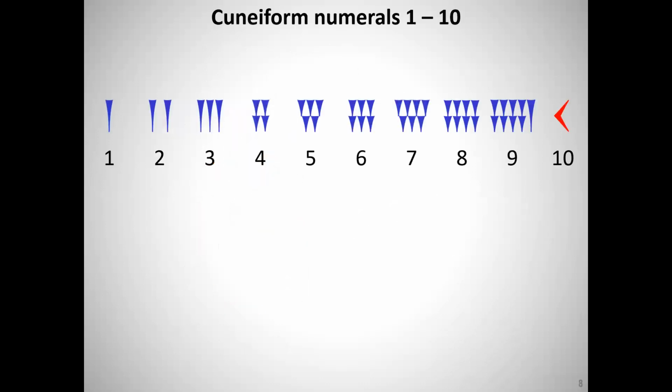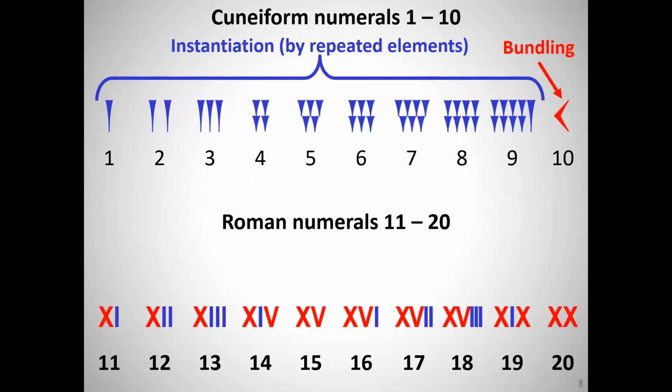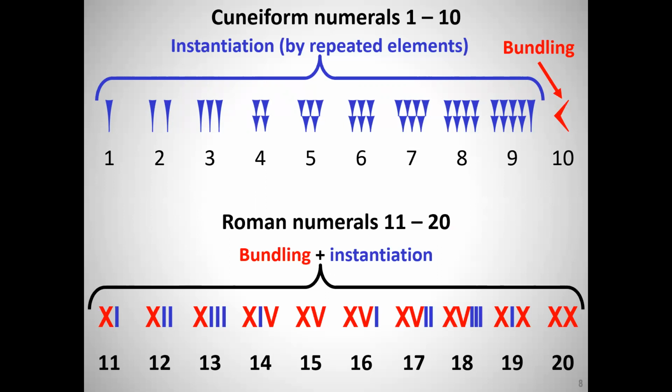Instantiation and bundling are more apparent in cumulative number systems, like Mesopotamian cuneiform, than in ones with ciphered values, like our familiar Western numerals. In cumulative number systems, instantiation is used to the unbundled maximum. Beyond this point, a bundle is used. For higher values, like those shown in Roman numerals, bundling and instantiation are combined. Cuneiform numerals in this range work in the same way, so 12 is the bundle for 10 and 2 of the signs for 1, just like it was in Roman numerals.